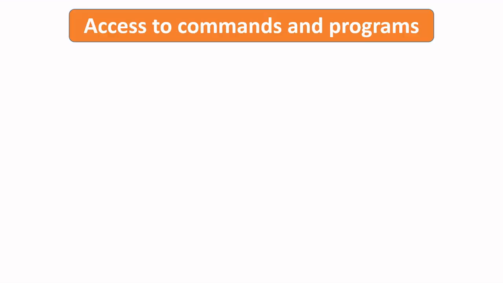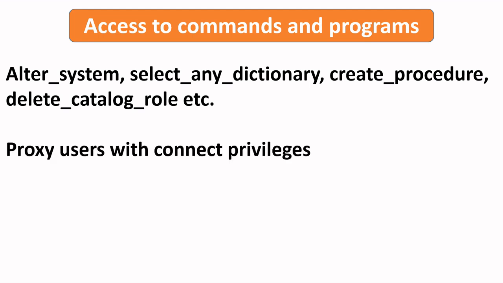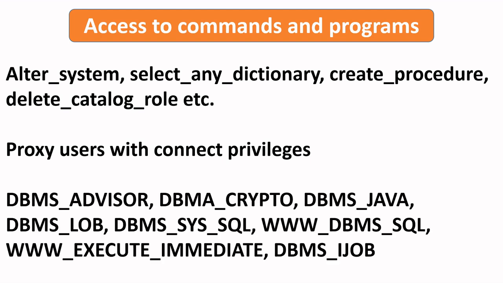And finally, point number 8, access to commands and programs. There are some very sensitive and powerful commands and functions that need to be provided with restrictive access control. Ensure the access to the following commands are revoked for regular users. Ensure proxy users are granted privileges of connect only. Ensure the following packages are revoked with execute rights from public. These are vulnerable components and can be used to run malicious commands.